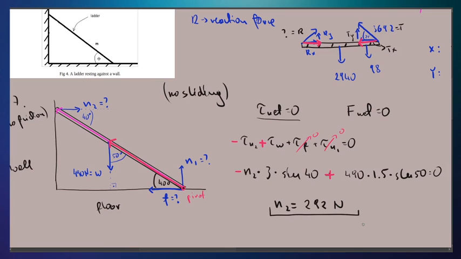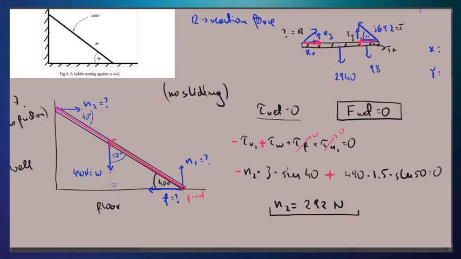Now to figure out the other two forces, I still have to find N1 and F. You really want to use F net equals 0 now. The reason being is that by looking at the picture here, it's pretty clear that this ladder is not moving to the left and it is not moving to the right. It's just not sliding at all. So all of the forces that point to the right must be equal to the forces that point to the left.